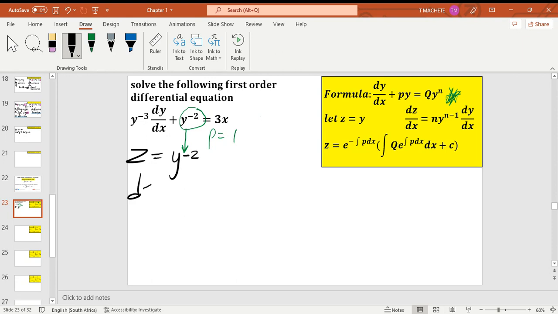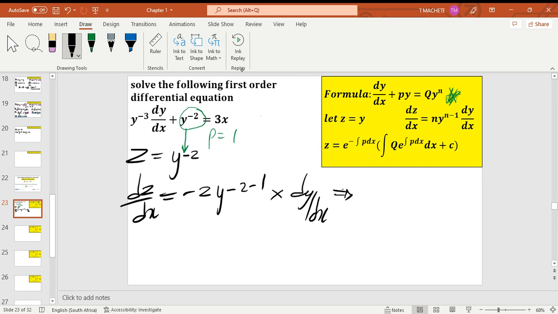And then now you can differentiate. You can say dz over dx. You differentiate with respect to x, so you say differentiation of y to the power minus 2, and I get minus 2 y to the power minus 2 minus 1. Then just multiply it with dy over dx there. And then your final answer will be dz over dx equals minus 2y to the power minus 3 dy over dx.